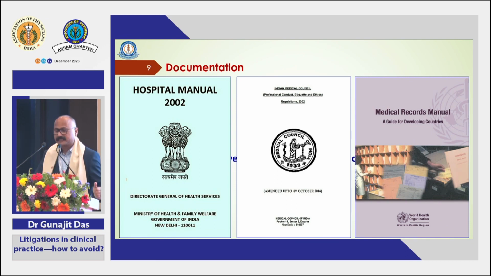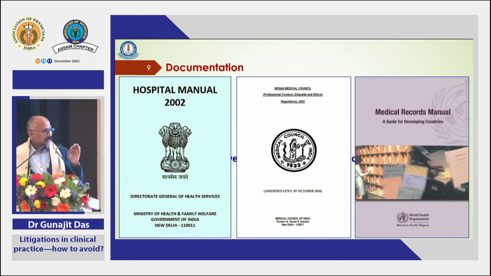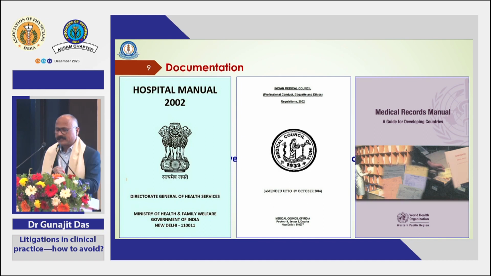Next one is the etiquette regulation, and the last one is the most important one, the medical records manual, which is referred to by almost all the courts while dealing with negligence cases, because we have to check whether those points in the medical records manual are incorporated in the particular papers maintained in a hospital, whether it be a private hospital, corporate hospital, or government hospital. And that's why knowing details about the medical records manual published by the WHO is of prime importance while dealing with any kind of patient.